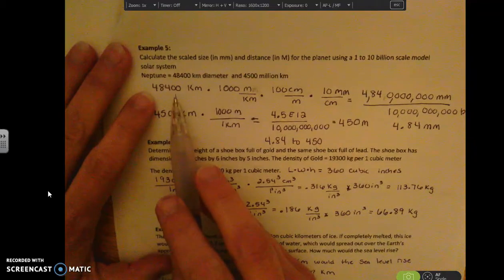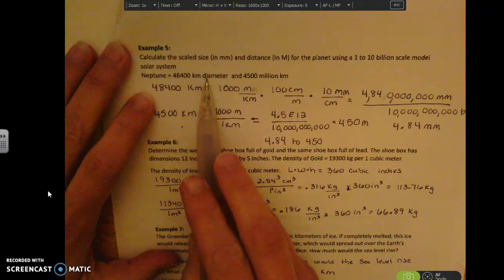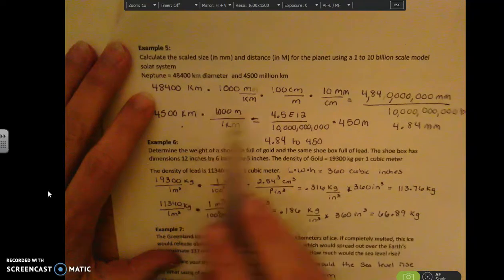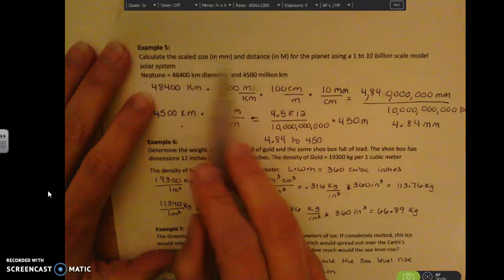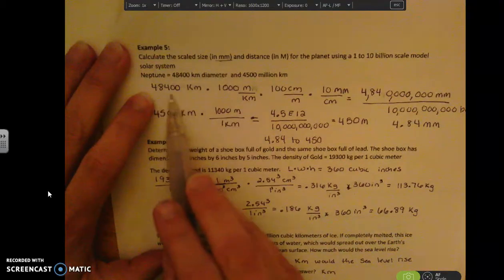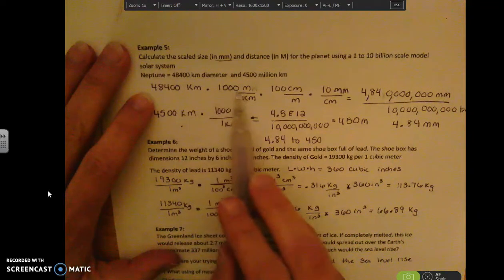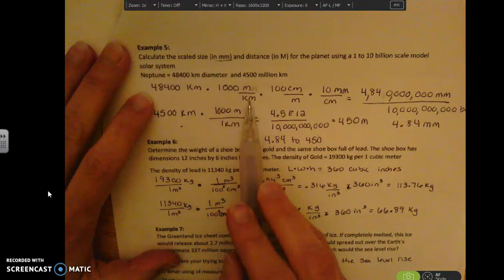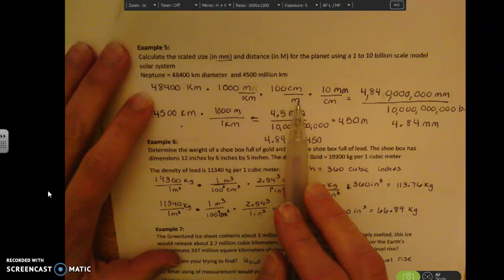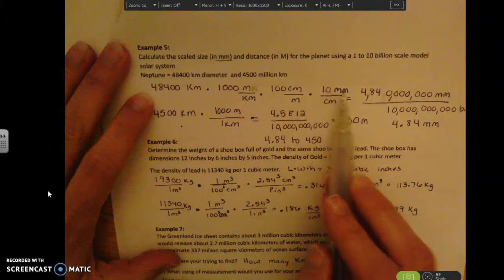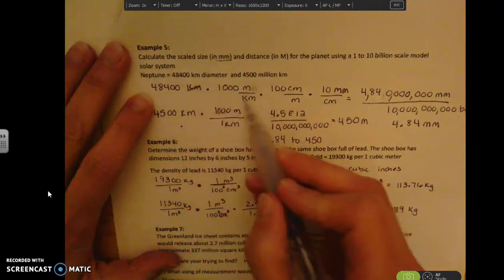So first we're going to convert our kilometers for the diameter to millimeters so that we have the size. So we have the 48,400 kilometers, 1,000 meters per 1 kilometer, 1,000 centimeters per 1 meter, and 10 millimeters per 1 centimeter. So again, we've got our cancellations here.